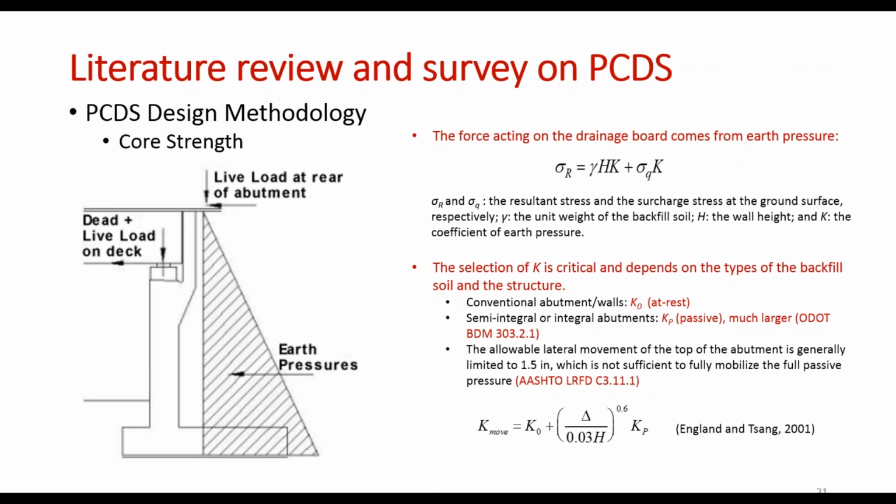So from there, we can create the K that we need, calculated in terms of the displacement of the wall. Here is one correlation that we found, which will be very useful. This K will be larger than K naught, but smaller than Kp in general.